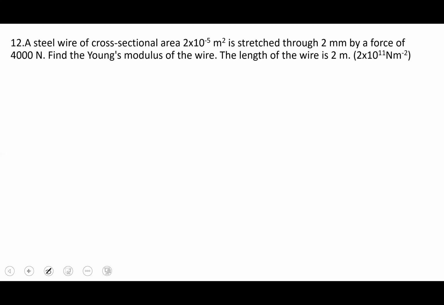Question number 12 says a steel wire of cross-sectional area, that means area is given to us, 2 into 10 to the power minus 5 meters square, is stretched to 2 millimeters. That means the change in length is 2 millimeters, by a force of 4,000 Newton. Force is given to us. Find the Young modulus of the wire. The length of the wire is 2 meters. Now, original length is also given to us.